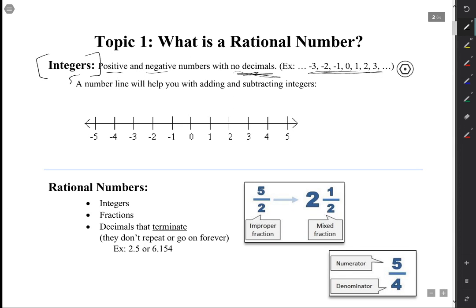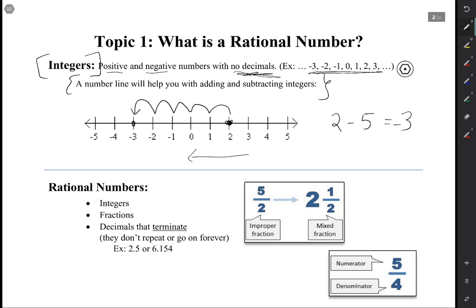And then we also looked at how to add and subtract integers. Number lines can help you with that. So remember, for instance, if we had 2 minus 5 is equal to blank, we would start at 2, and then remember, if you're subtracting, we move to the left on the number line. So we would subtract 5 from the 2. 1, 2, 3, 4, 5. And we will end up at negative 3. So 2 minus 5 would then be negative 3. That's how you can use a number line to help you, or you can just plug it in your calculator and that will work as well.